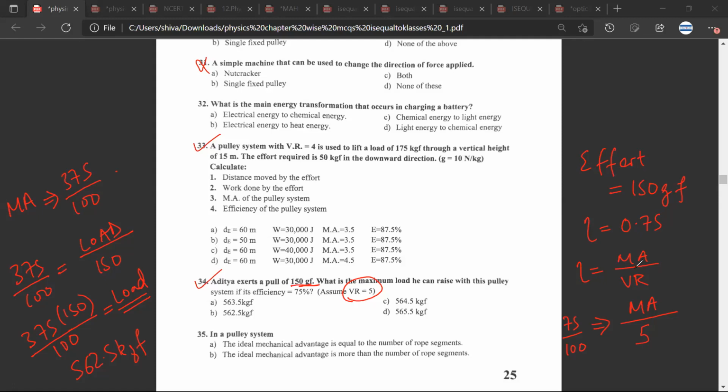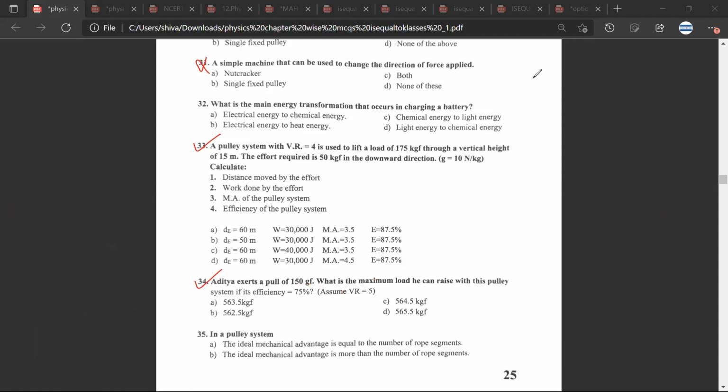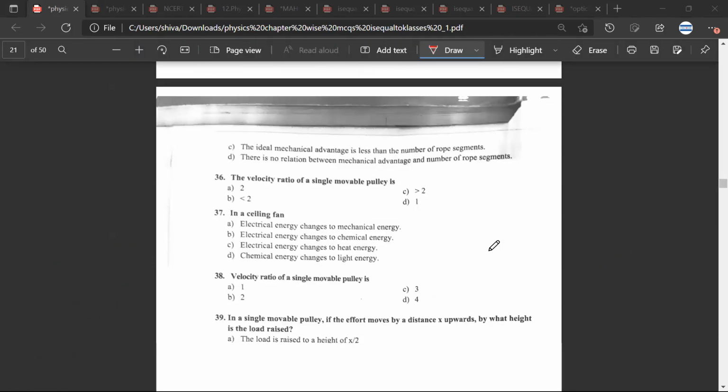So Mr. CB, these are the calculations. Efficiency, I have 75 upon 100. MA, I want to calculate. VR has been given to be 5. So I find the value of MA here. Now then I come to the fundamental definition, the fundamental formula that MA is equal to load upon effort. Effort I have. So I find the value of load to be 562.5. Mr. CB, is that correct? Yes. Okay, next move to the next numerical.